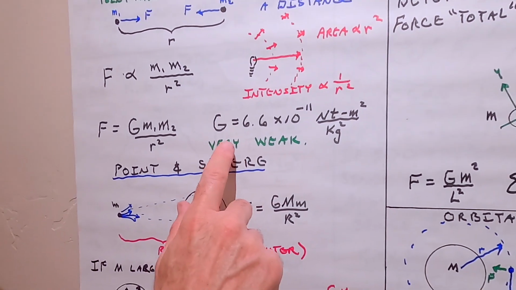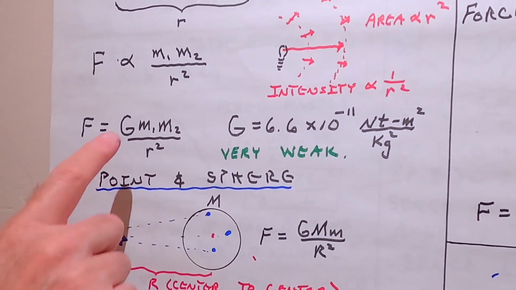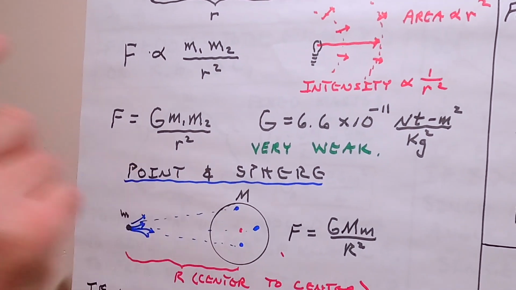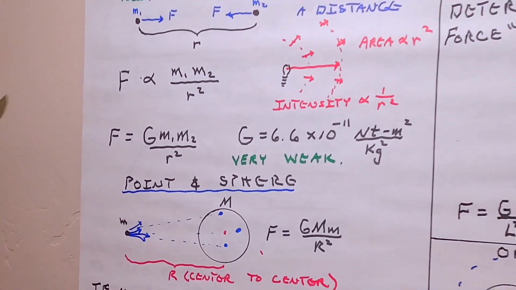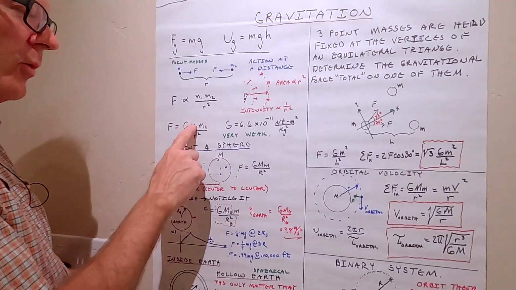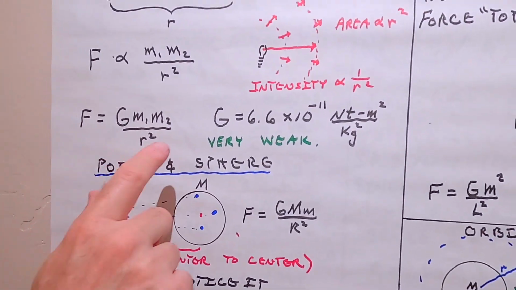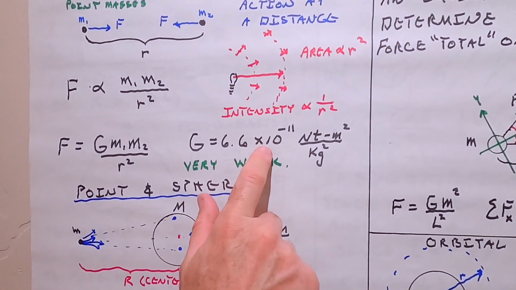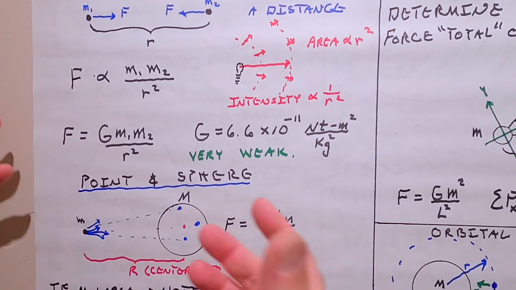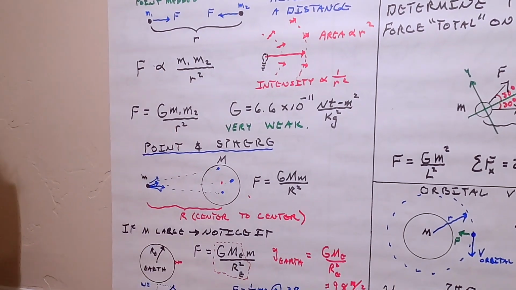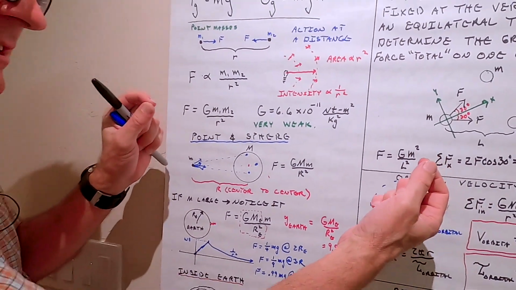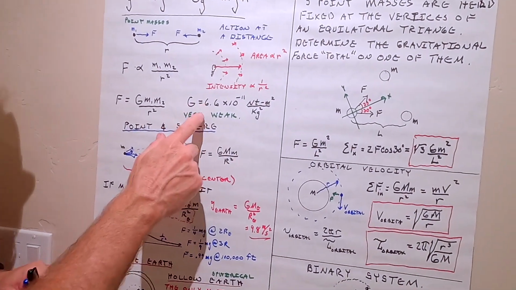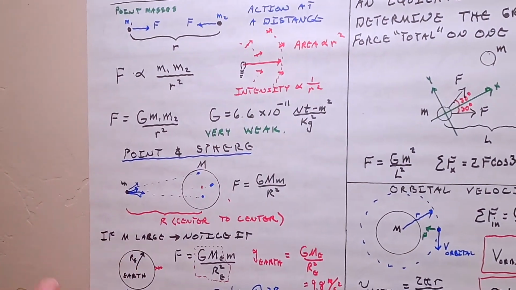Now, you'll notice this is a very weak force, because if this is 1 kilogram, and this is 1 kilogram, and you separate these 2 kilograms by 1 meter, then 1 times 1 over 1 squared is 1. 1 times this number is very small. It's like a trillionth of a newton. You wouldn't be able to notice that. Maybe out in space, if you watched it long enough, it would eventually come together. But this is a very weak force.